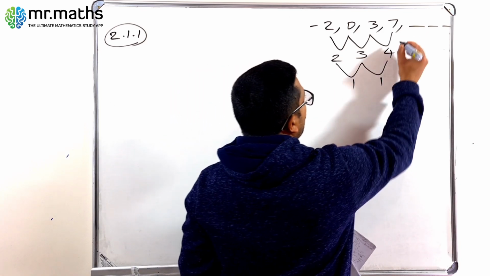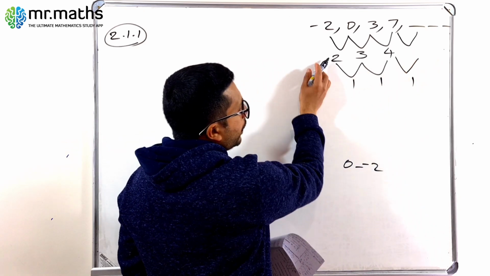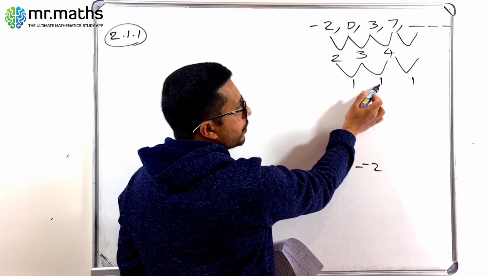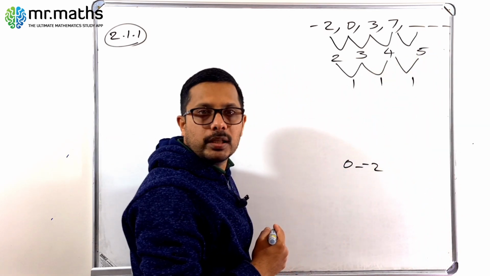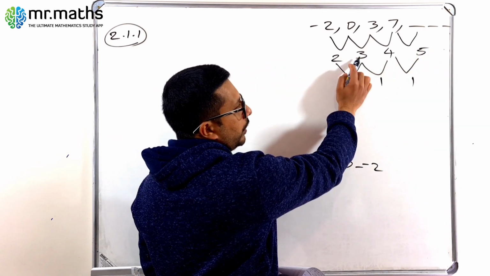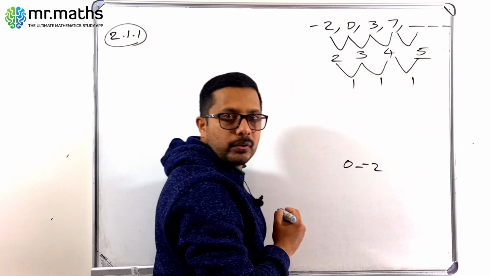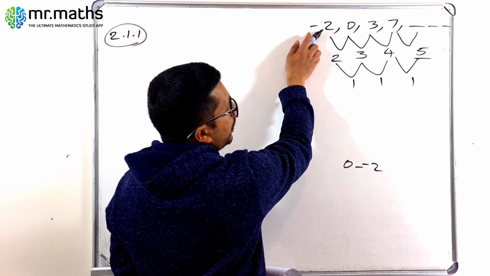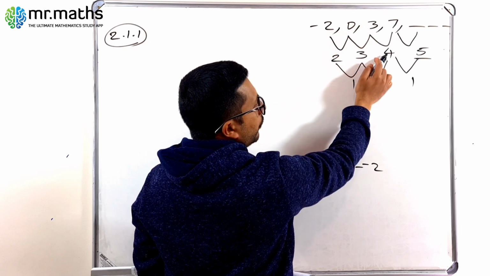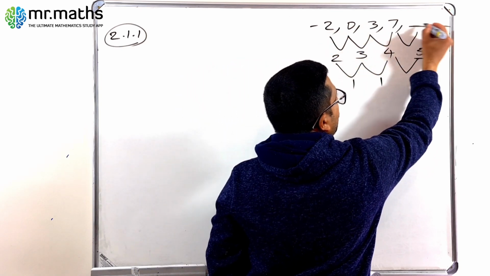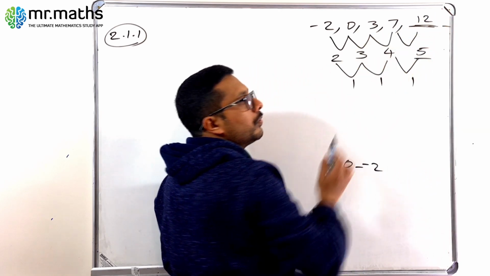Okay, so now look at this one. Here 2 plus 1 is 3, 3 plus 1 is 4, 4 plus 1 is 5. That means what is this number? That is 5. So the next number here is 5. Okay, now look at the next first sequence. -2 plus 2, 0, 0 plus 3, 3, 3 plus 4, 7. So what is the next number here? 7 plus 5, that is 12.